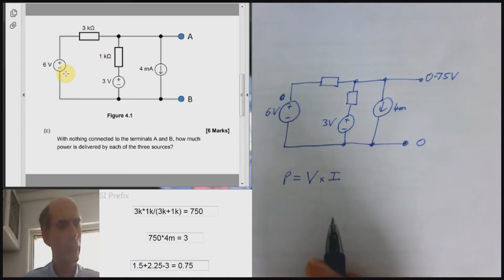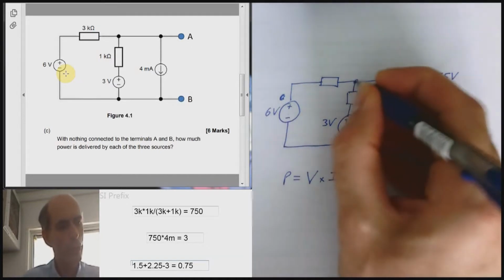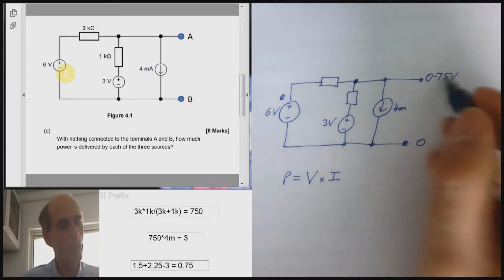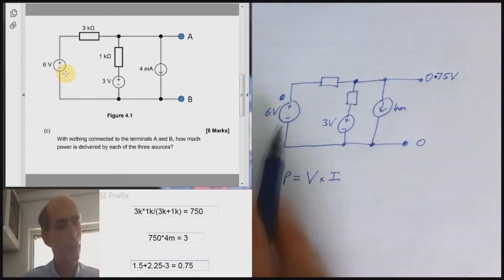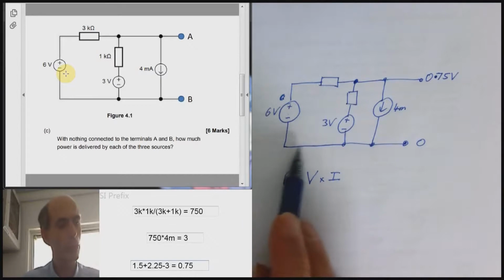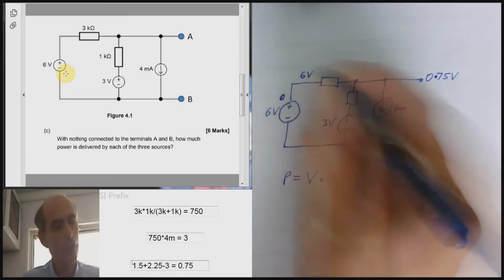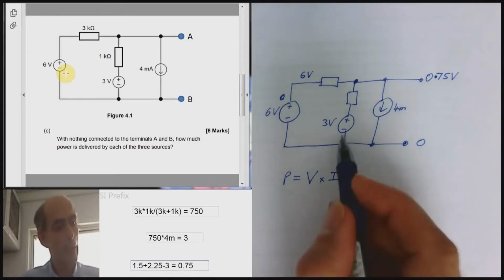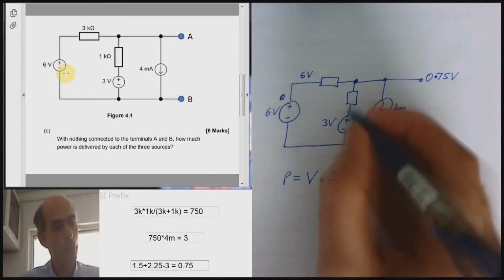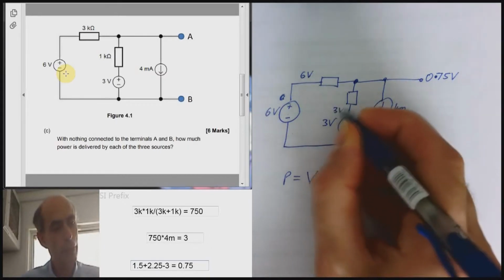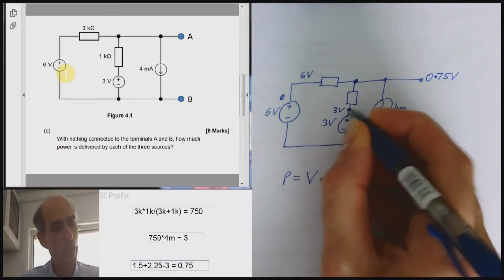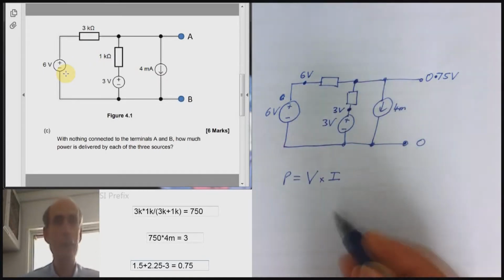So, what's happening in this case? Well, we know that the voltage here is 0.75 volts. This is a 6 volt source between 0 and this point here. So this point here in the circuit must be at 6 volts. Similarly, the 3 volt source here, this point here in the circuit must be at 3 volts. We now know the voltages everywhere in the circuit.